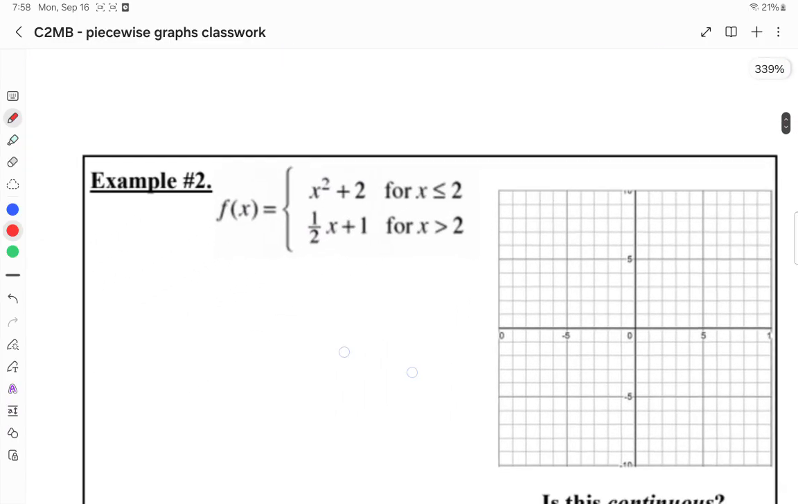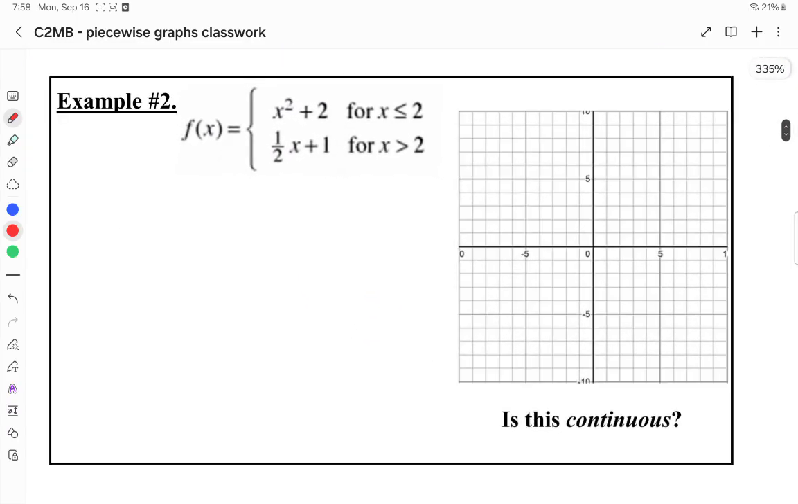Let's try another one. All right, we're going to do the same process. For the first piece of the equation, keep in mind the transition point here is at x equals 2. So I can go right into my graph and say, all right, here's my fence. Here's the line, the wall. It will not cross. It will approach, but it will not cross. First equation.